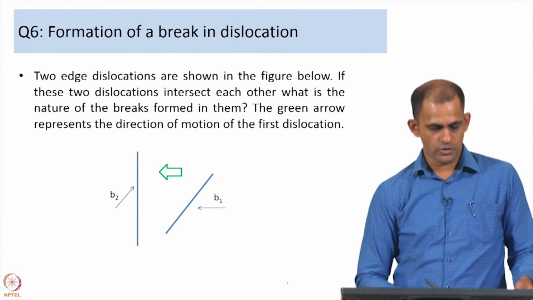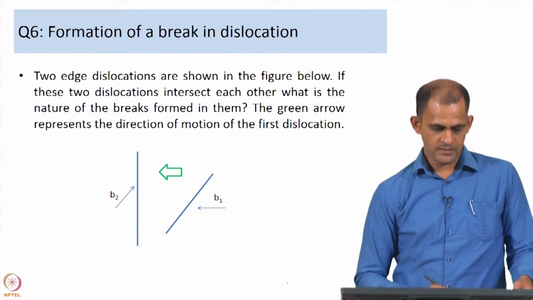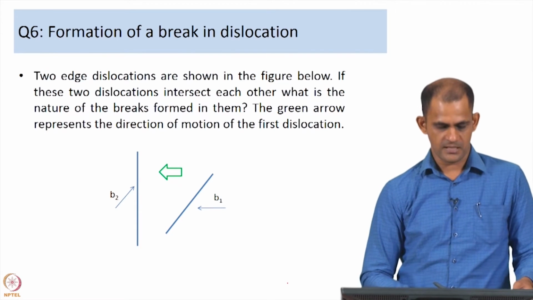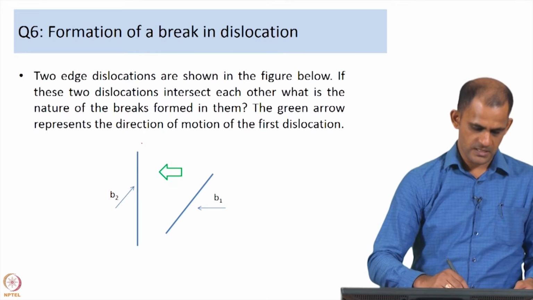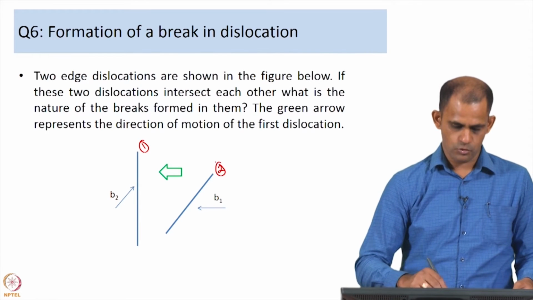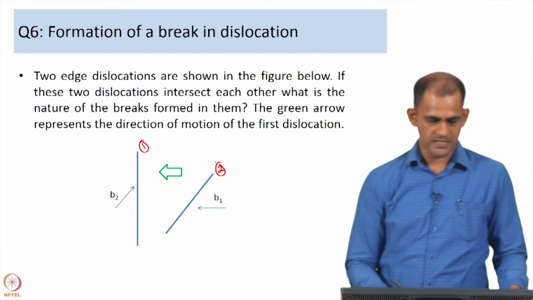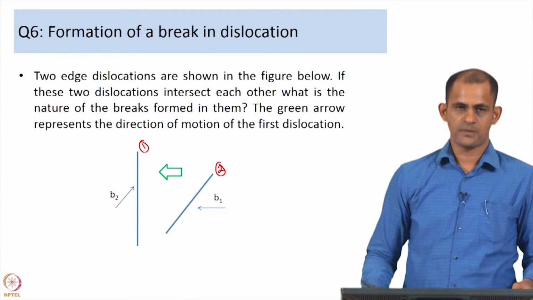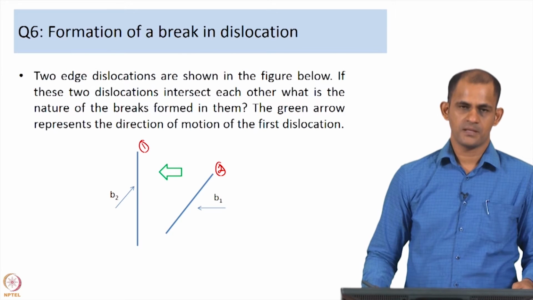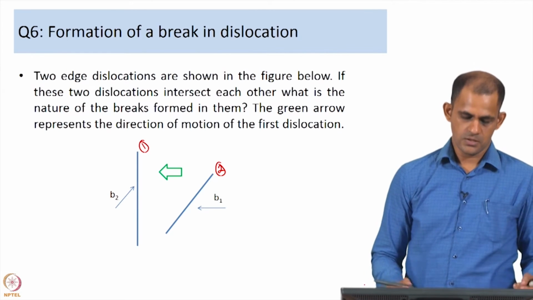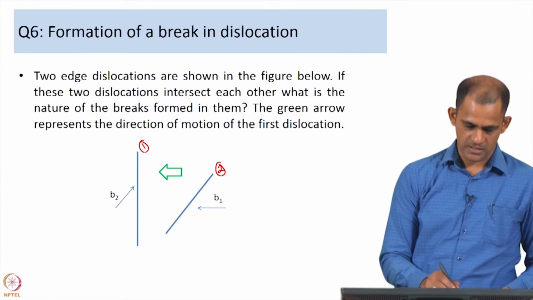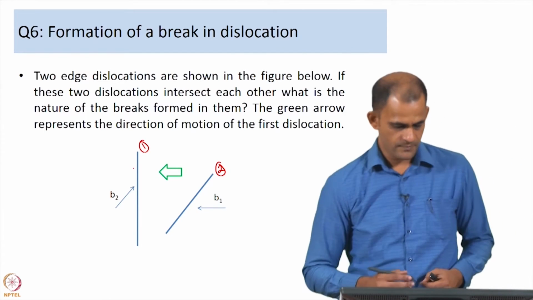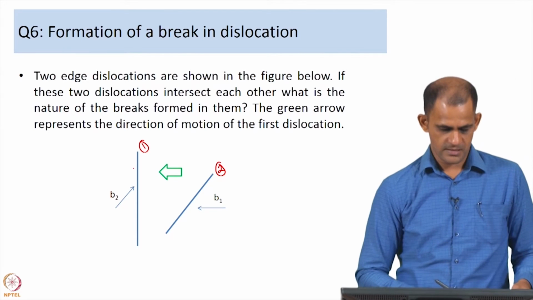Here I am showing you two edge dislocations. These are edge dislocations because the Burgers vector is perpendicular to the dislocation line. You have dislocation line 1 and dislocation line 2 and they are going to intersect each other. The question is what is the nature of the breaks that form in these dislocations. When these dislocations intersect with each other, the arrow signifies the direction in which dislocation 2 is moving towards dislocation 1.